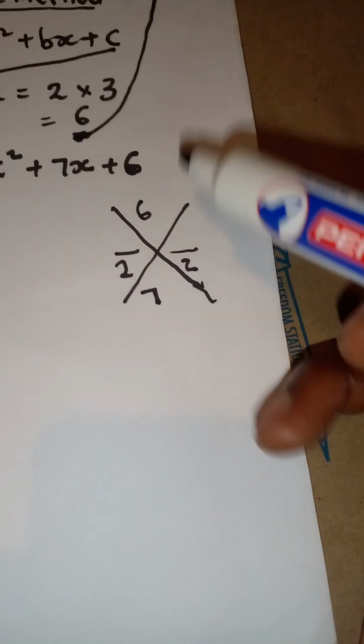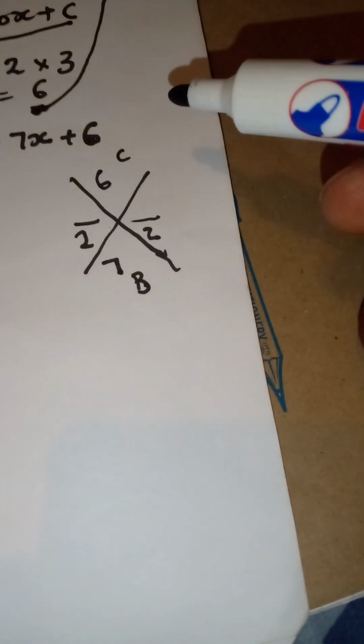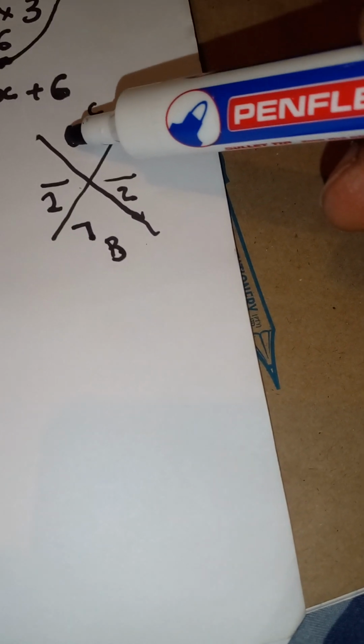Then once you are here, remember this one is our c, this one is our b. The rule says you find factors of c that multiply to c and add up to b.